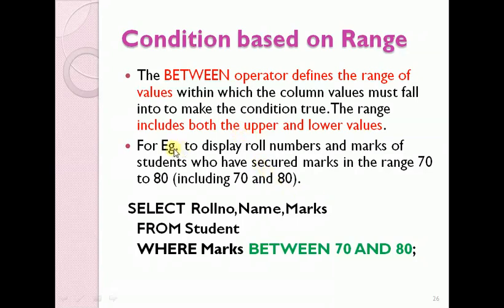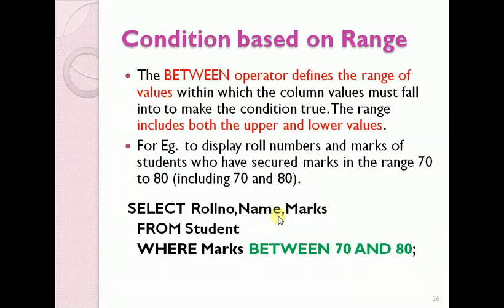Let's see an example for that. We want to display roll number and marks of the students who have secured marks in the range 70 to 80, including both 70 and 80. We can write the query like this: select roll number, name, marks from student where marks between 70 and 80. In this way you can apply search based on a range.